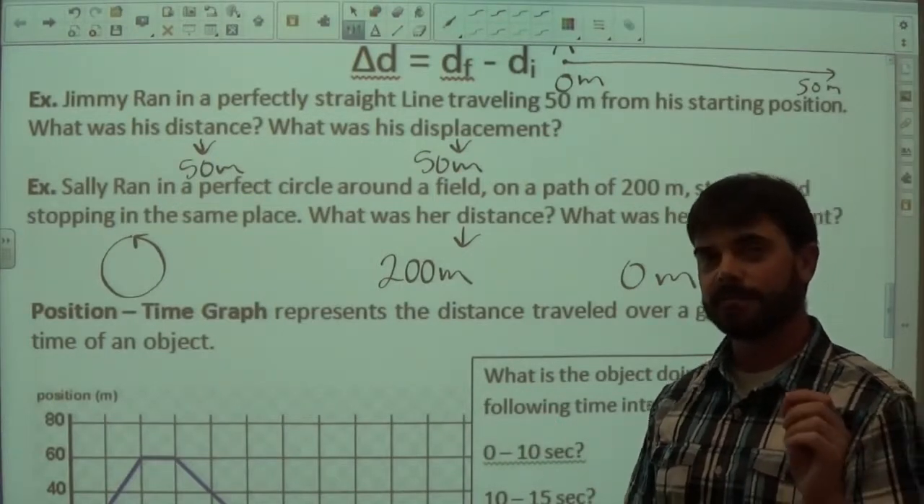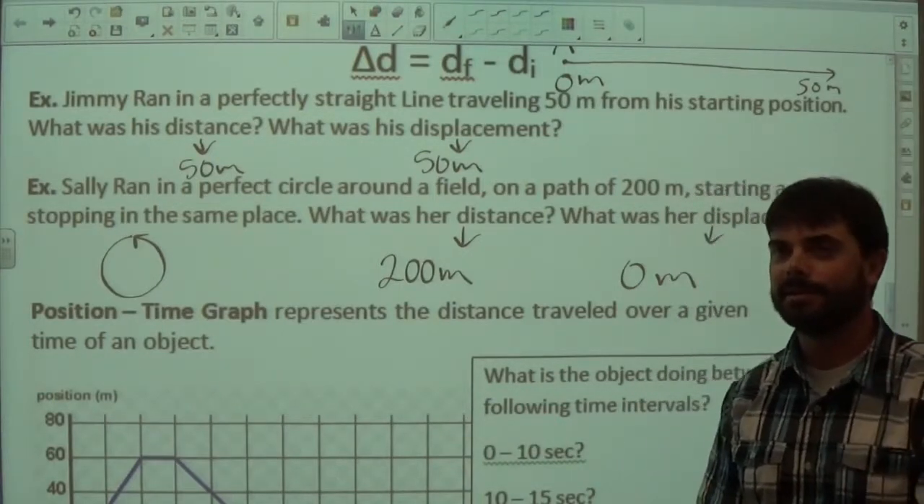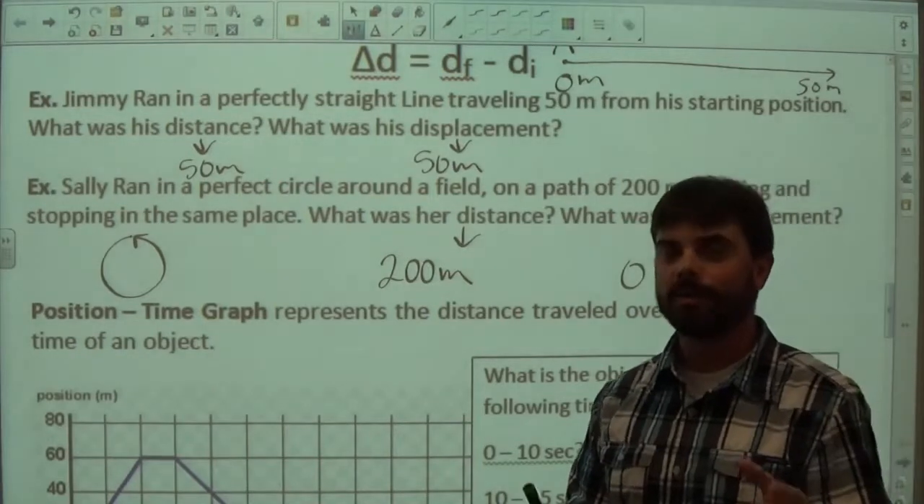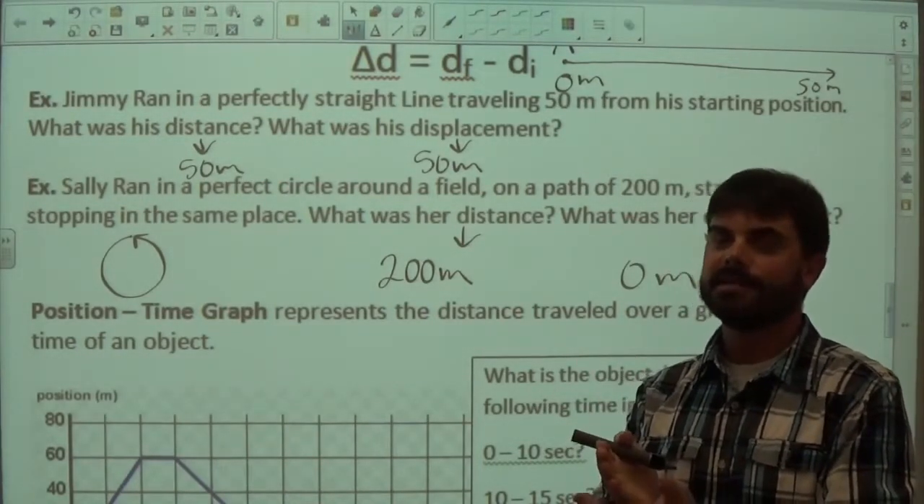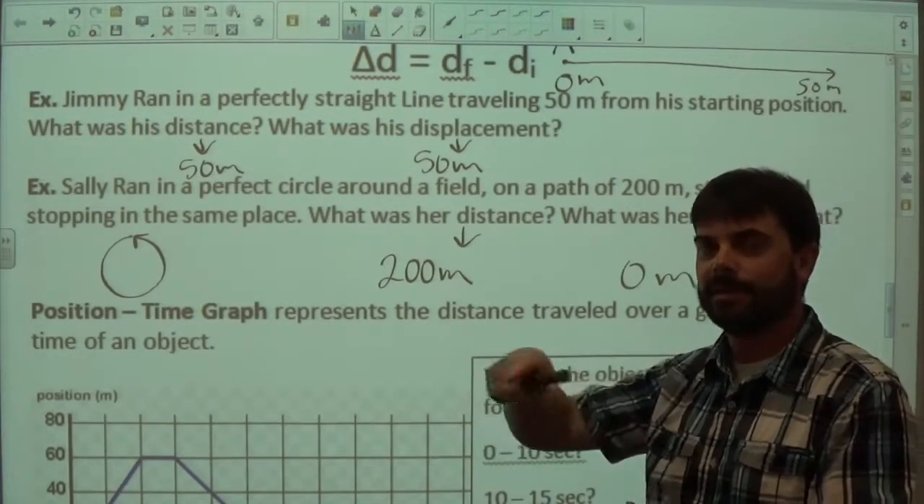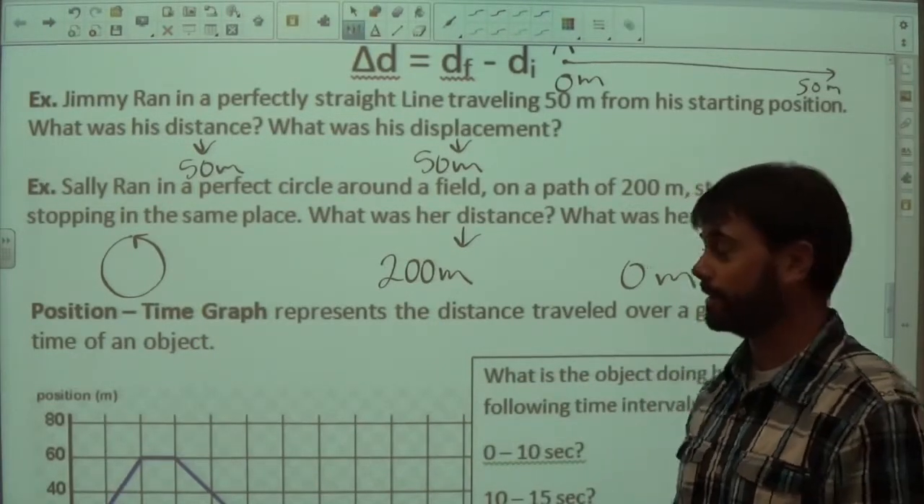Because from what we're calling start to finish was the same position, then she didn't go anywhere. So this is related to the frame of reference. What are we considering the frame of reference or position? The start point is the finish line, and the reference being the field or track that she ran around.